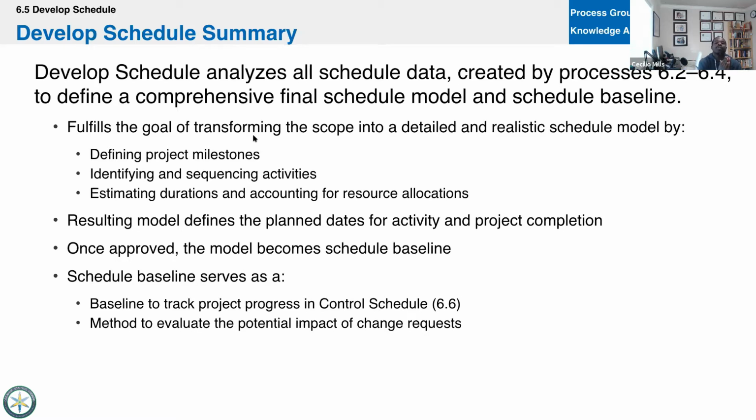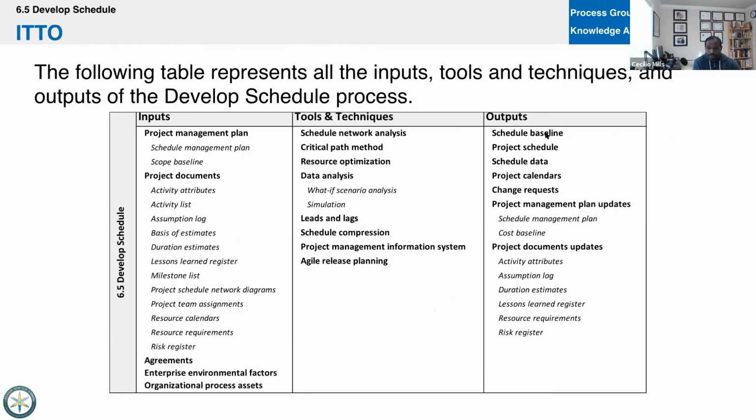But we're going to come up with 4 distinct outputs here, right? So we'll get this schedule baseline. This is the schedule that we give the customer or management. This is what gets signed off on. Then you have the project schedule. That's the detailed schedule that you would use with your team. All right, so 2 different things here.